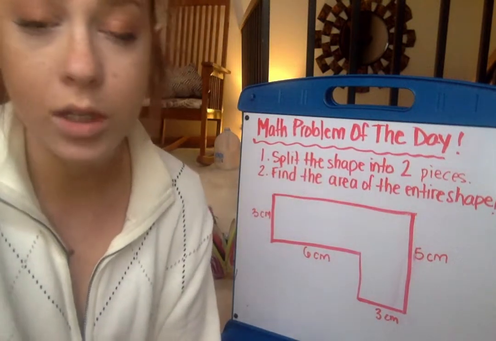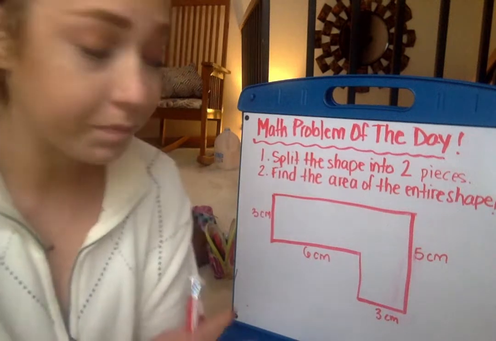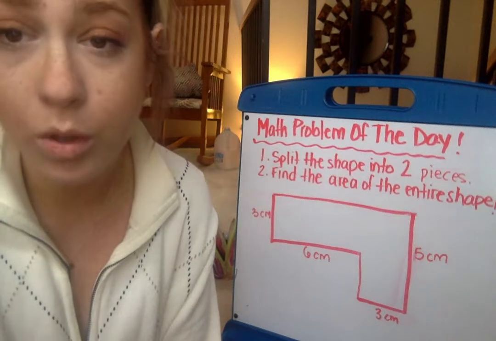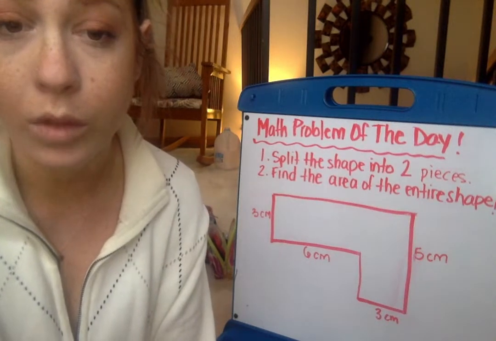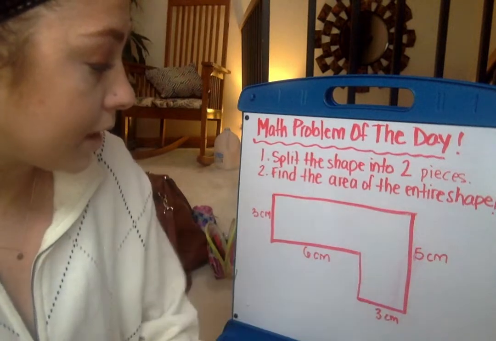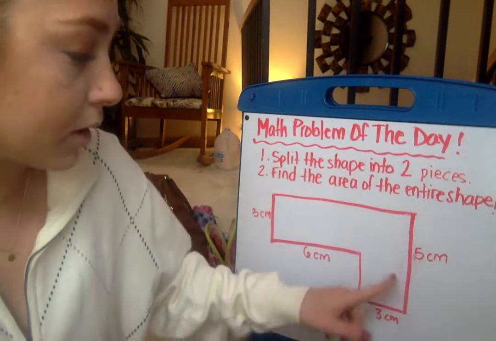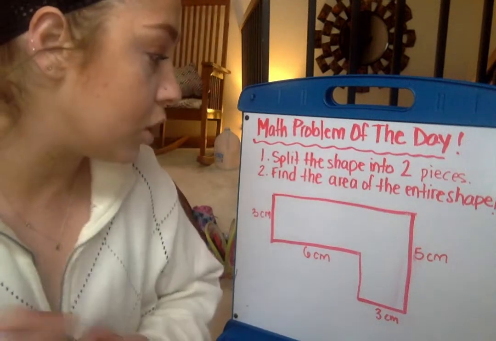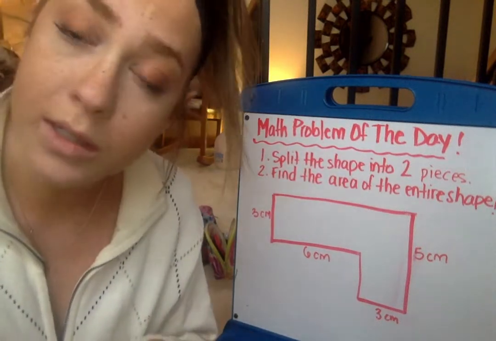So if you notice, the shape is not split into two shapes. I just gave you one shape. So this was an extra step that you should do in order to find the area of this shape. So if you see a shape that looks like this, and you know that you can't multiply the length and the width because it's not an exact square or rectangle, what you should do is actually divide the shape into two pieces on your own.